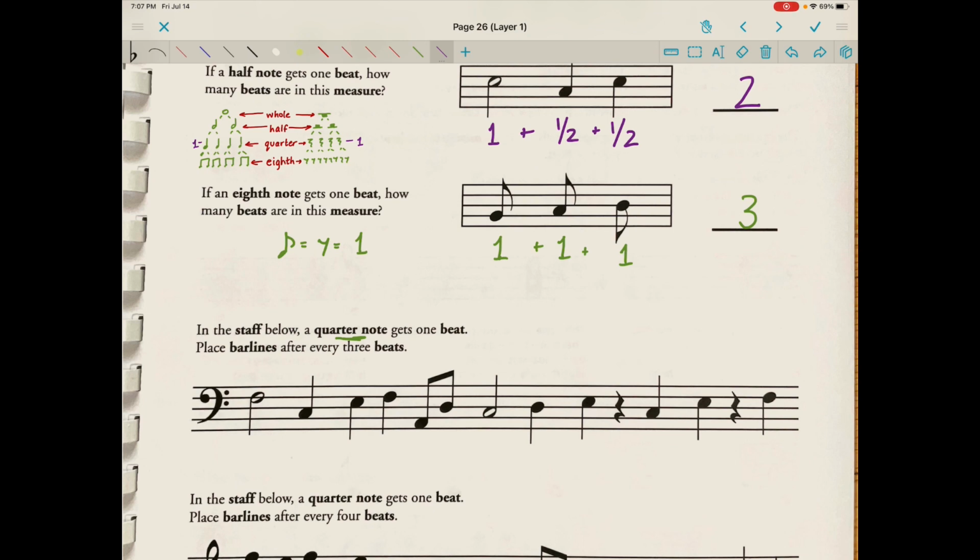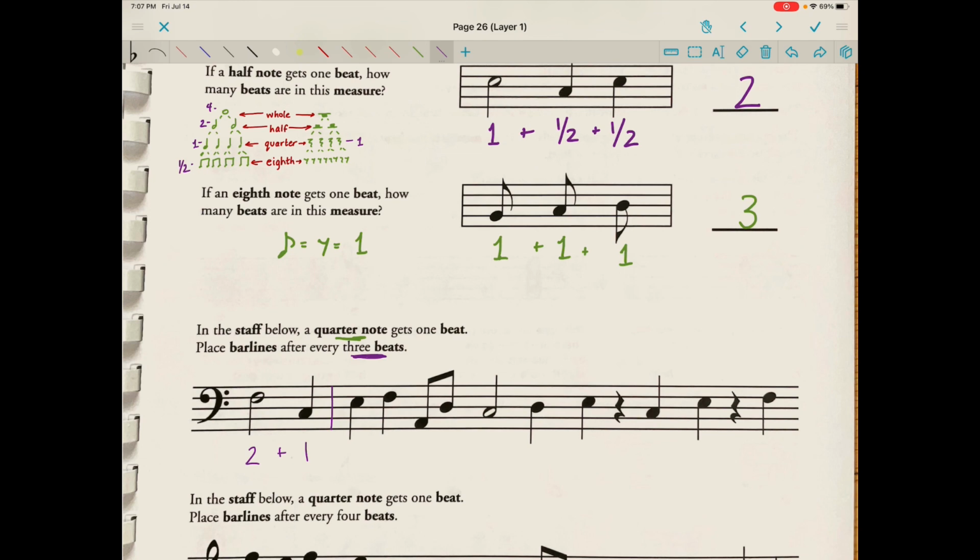Okay, so if a quarter note gets 1 beat, a half note gets 2, a whole note gets 4, and an 8th note is going to get half a beat. So let's do some math here. Okay, we have 2 plus 1, and he said place bar lines after every 3 beats. Okay, so we're going to go ahead and add a bar line right here.